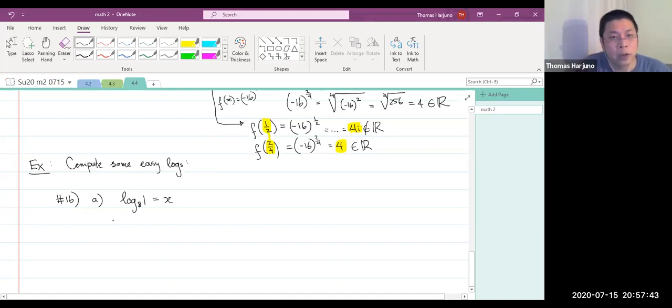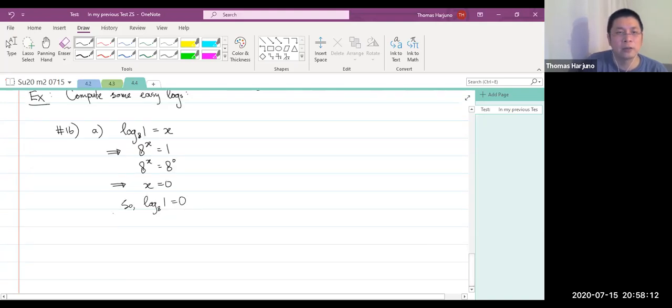The way we solve for x is we change this back to exponential form: 8 to the x equals 1. But we know 1 can be written as 8 to the 0. Therefore, by one-to-oneness, x equals 0. So log base 8 of 1 is 0. In fact, in general, log base anything of 1 is 0.